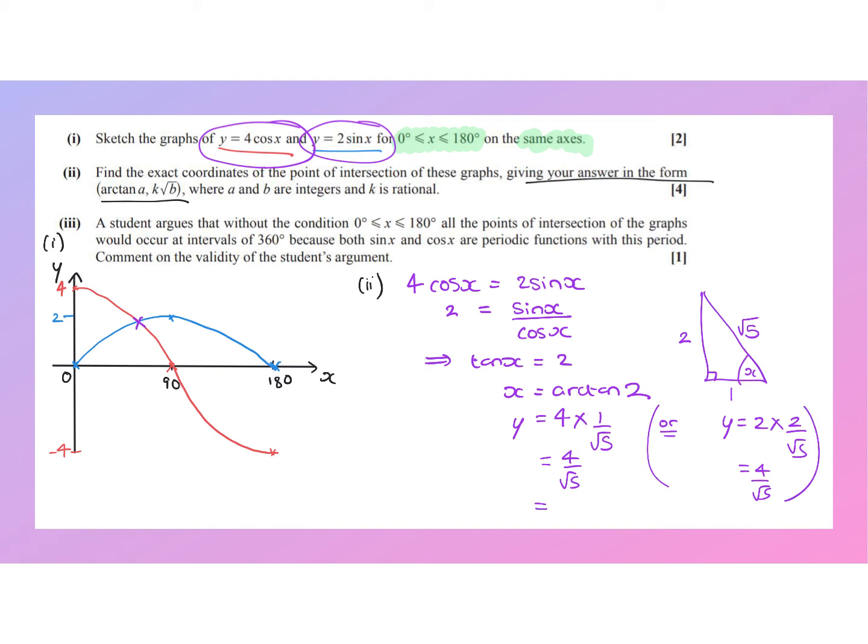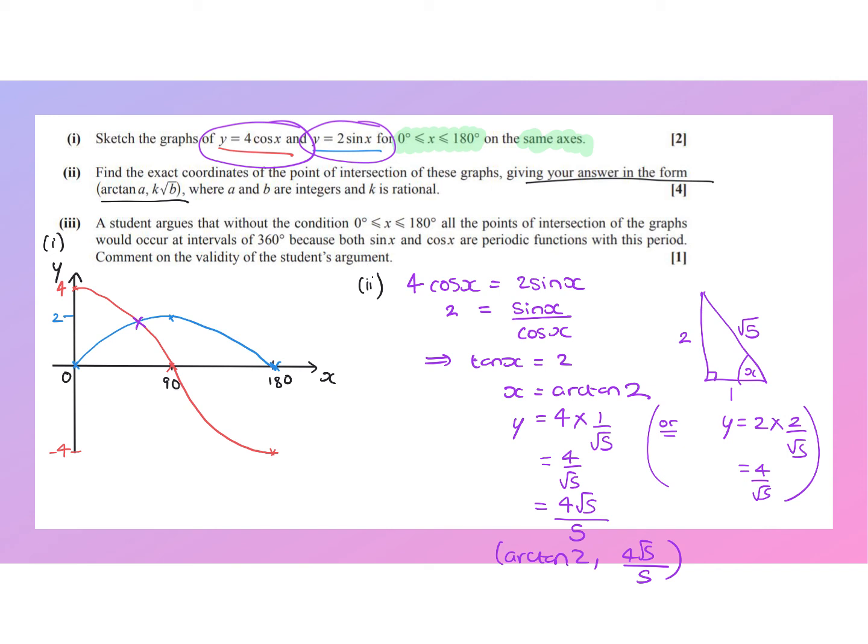We need to rationalise the denominator, so 4 root 5 over 5, and we have our coordinate of our point of intersection, which is at arctan 2, and then 4 root 5 over 5.